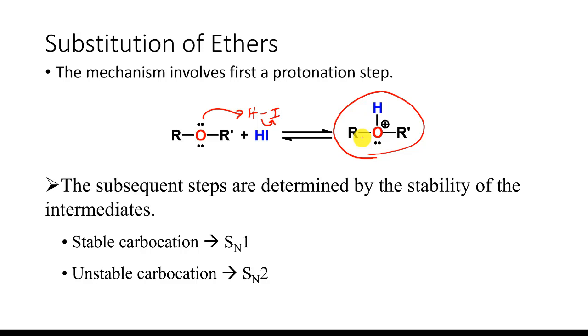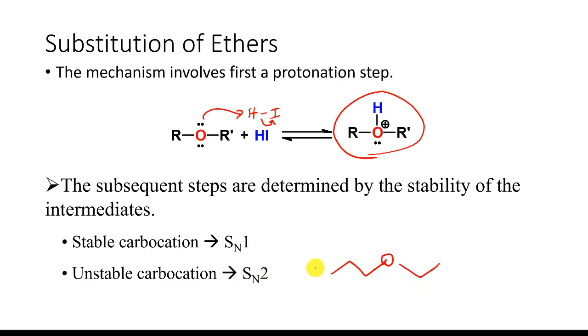Now, the bond that breaks is the one that gives you the most stable carbocation. So if two carbocations could be formed, the one that gives you the most stable carbocation is the one that'll form. On the other hand, if you have two primary carbons attached to the sides of the ether, so for example, let's say I have this. Let's do this like this, primary. There we go, like that.